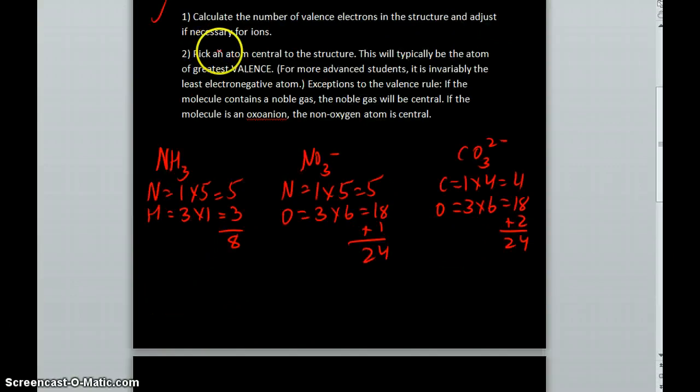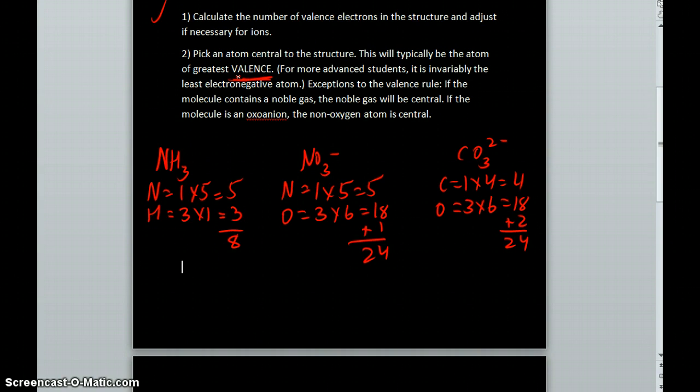So for the second rule, we need to pick an atom that's going to be in the center of the structure. Now this works especially for simple inorganic molecules like the typical first-year student would be drawing. This won't work for the more complex organic molecules containing lots of carbon, hydrogen, and other functional groups. But for the simple inorganic molecules, the central atom will typically be the atom of greatest valence.